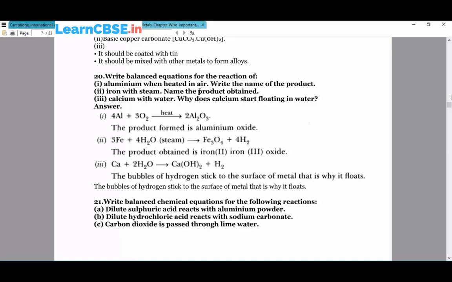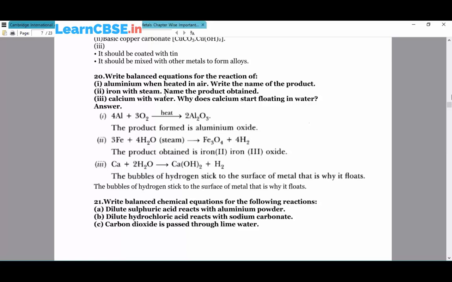Write the balanced equation for the reaction of aluminium when heated in the air. Write the name of the product. So 4Al plus 3O2 gives 2Al2O3. The product formed is the aluminium oxide.